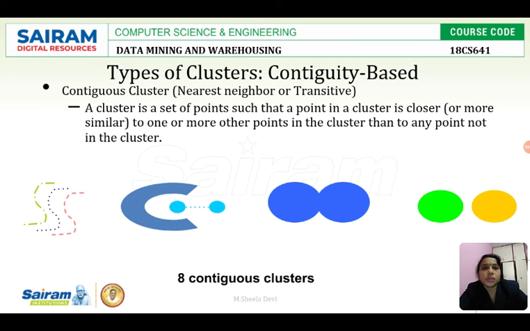Next comes contiguity based cluster. Here a cluster is a set of points such that a point in the cluster is closer to one or more other points in the cluster than to any point not in the cluster. See, if you check here, this point is closer to the next point. The points in the cluster will be very close to each other. See, continuous, contiguous.